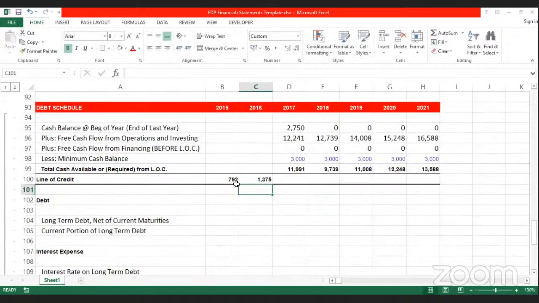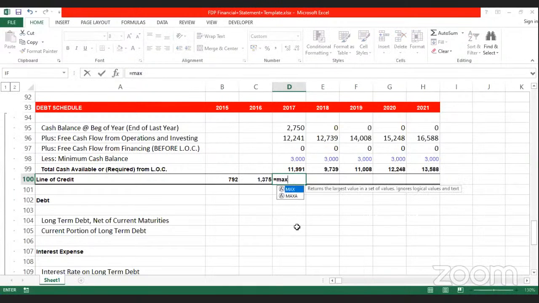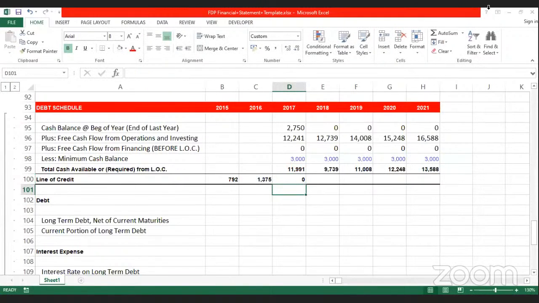I'll take this amount. So this is my liability and this is my cash with me. What I want to know is whether the cash I have is sufficient to pay off my liability, which is the line of credit. So I give the formula: maximum of 0, or liability minus cash. It is showing 0. Why 0? I have given the command that if your line of credit liability is more than your cash available, give me that particular amount, or else give me 0.